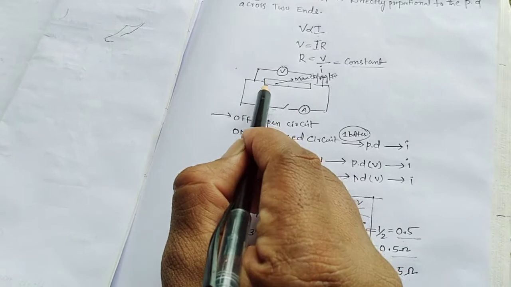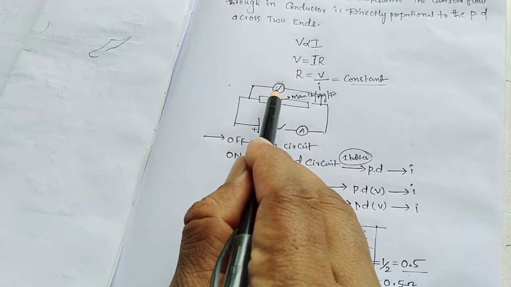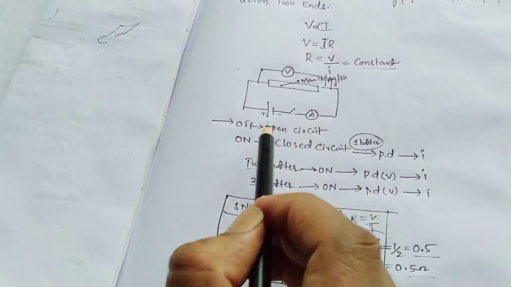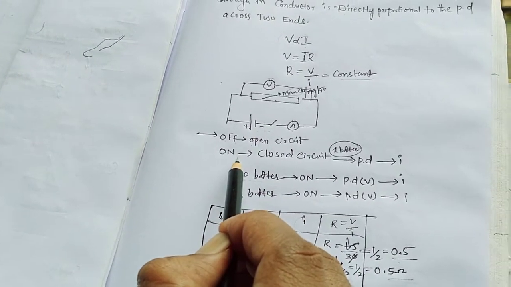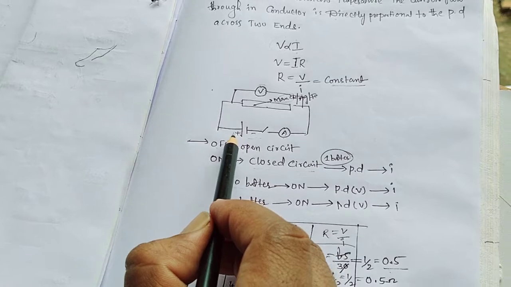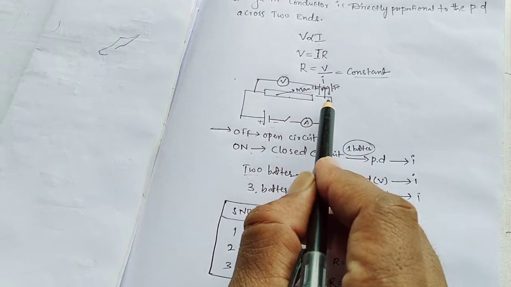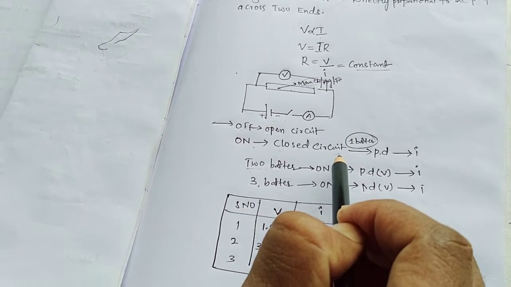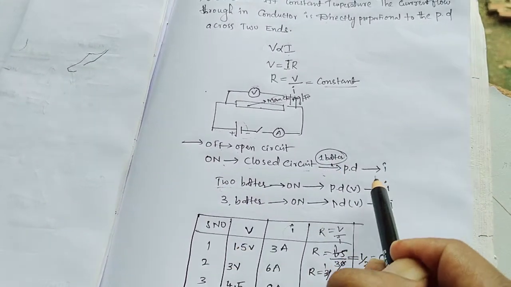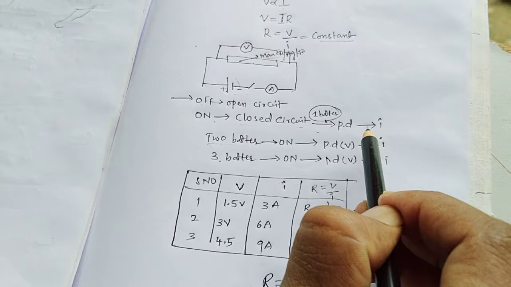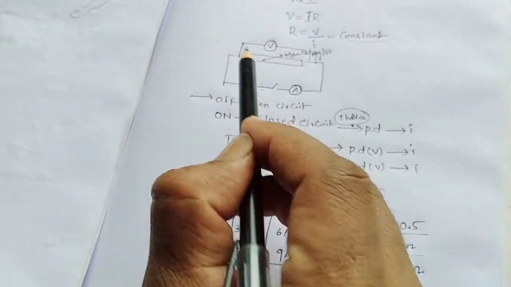Here we'll take one manganese conductor, connected to a battery, switch, ammeter and voltmeter. Now when the switch is off, it is an open circuit. When the switch is on, it is a closed circuit. The electric current passes from the positive terminal through the manganese conductor to the negative terminal of the battery. With only one battery here, we are measuring potential difference and electric current.